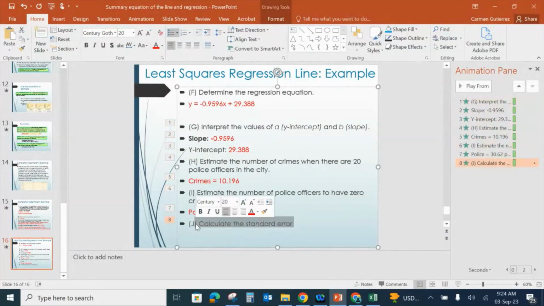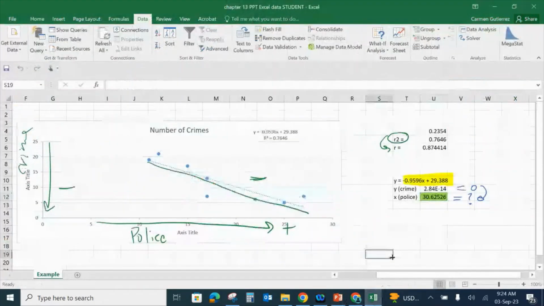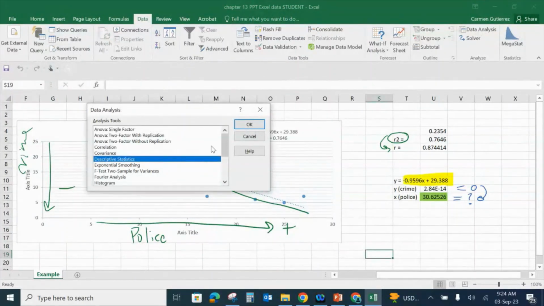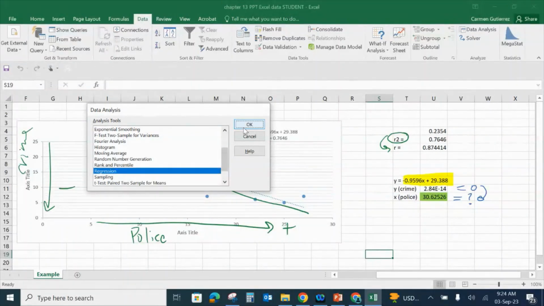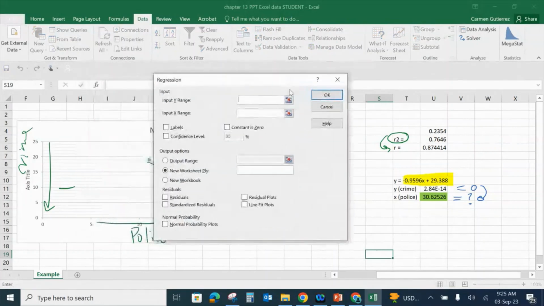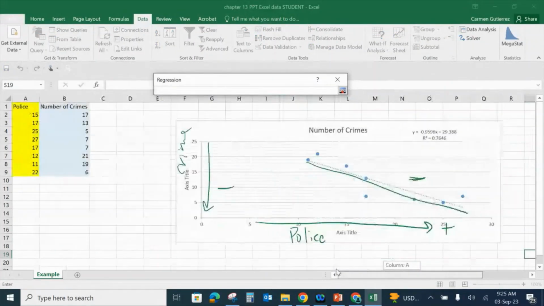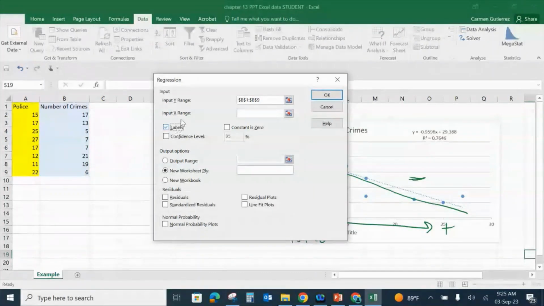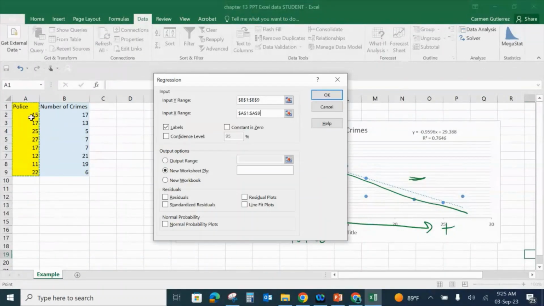Standard error, the last thing here. Standard error, we get it from regression. Regression you find in data analysis, which again, if you don't have it, you add it like you added solver, and you have regression here. In here it's asking you which one is your Y. Y is here, number of crimes, and I've put the cell for a label here. X is police, and I've put here my label, the police.